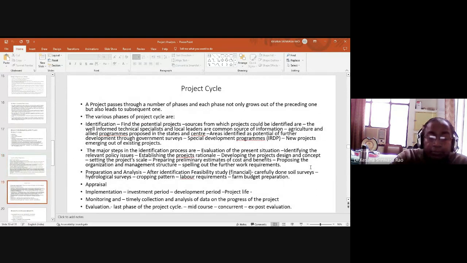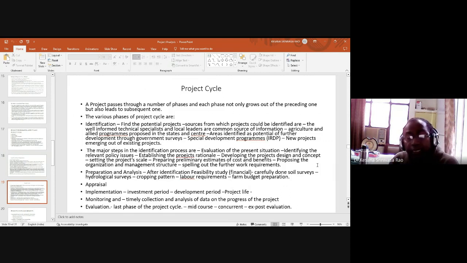Then the project cycle. Earlier also we have discussed a project passes through a number of phases, and each phase not only grows out of the preceding one but also leads to the subsequent one. So that is what project means. The various phases of the project cycle are identification, then preparation and analysis, appraisal, implementation, monitoring, and evaluation. So these are the steps which are very, very important for any type of project.